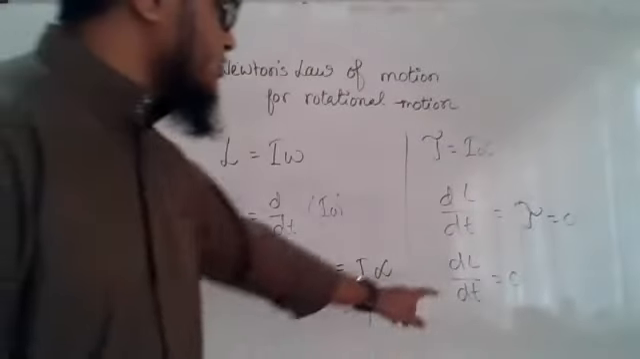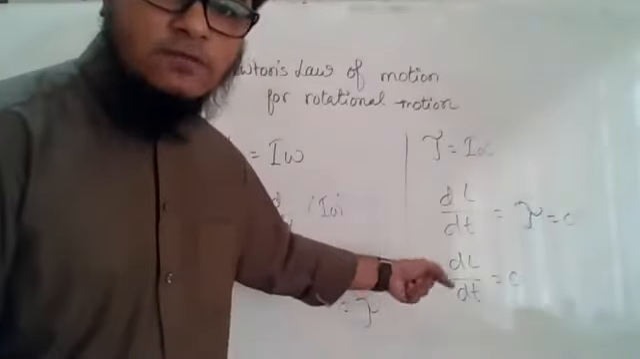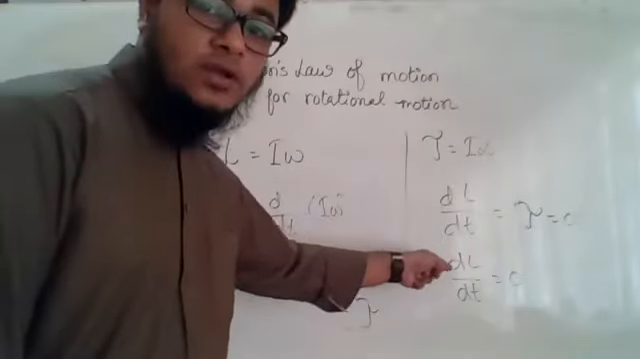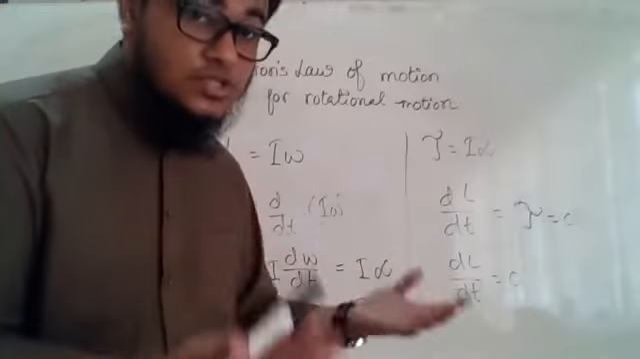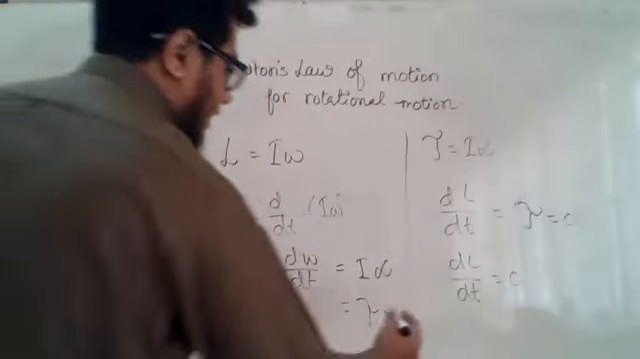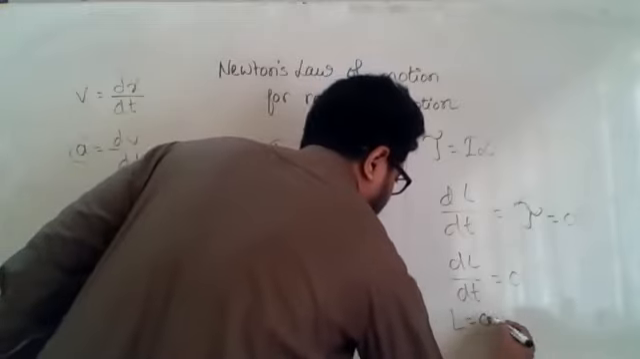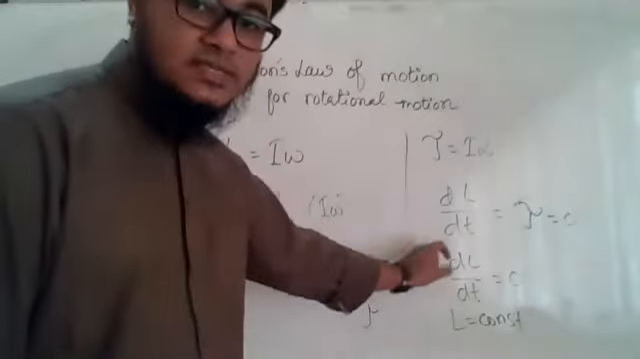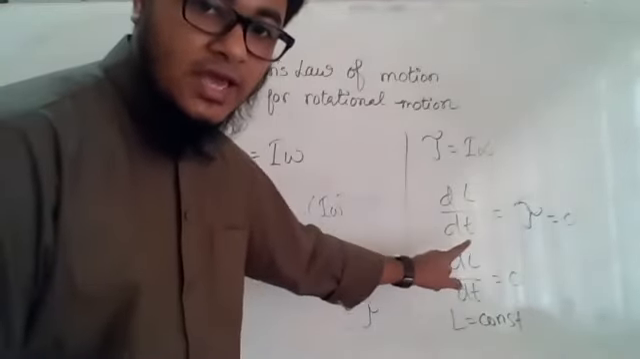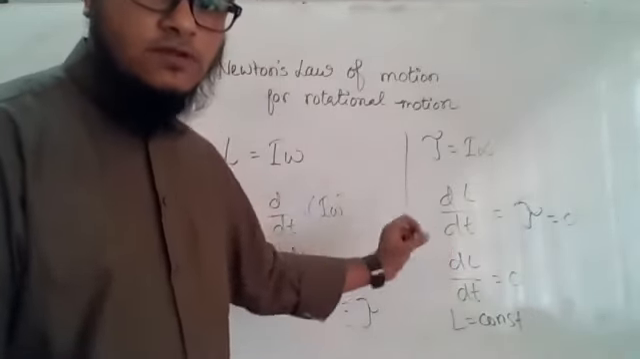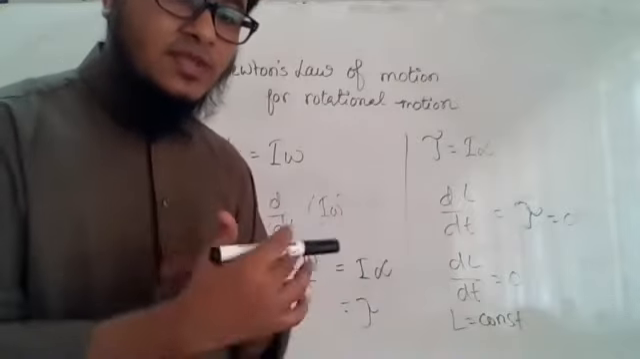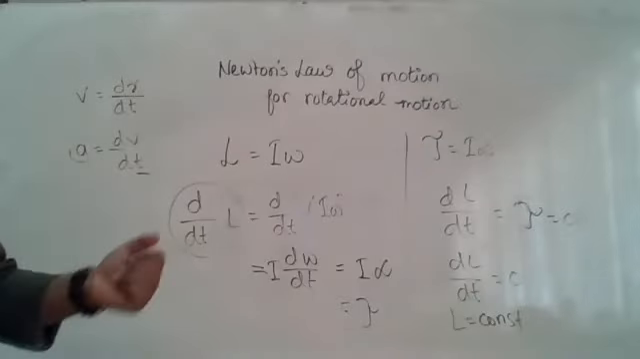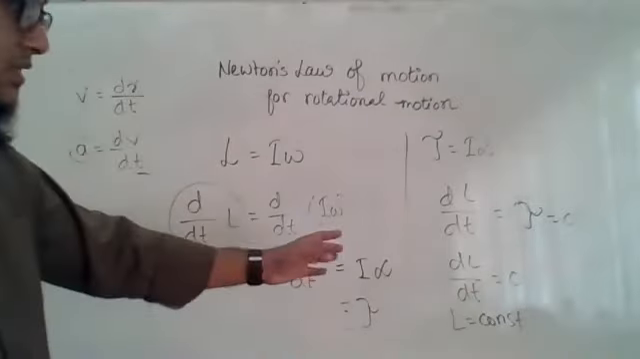Now, what does this mean? d/dt means the rate of change. L is the angular momentum. So the rate of change of angular momentum is 0. That means it is not changing, so we can say that L is remaining constant here. Do you understand my point? When the rate of change of something is 0, that thing is not actually changing. So as a result, we can consider that thing to be constant.